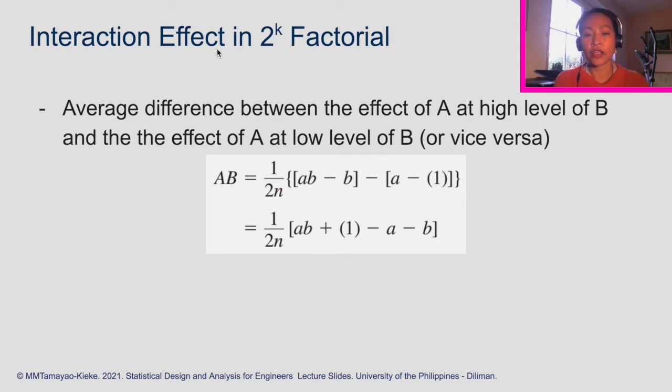How about the interaction effect in a 2 to the k factorial? We can derive the interaction effect by taking the average difference between the effect of A at high level of B and the effect of A at low level of B, or vice versa. So for example, the average interaction effect AB in a 2 to the k factorial is equal to 1 over 2n times the quantity ab minus a minus b plus (1).